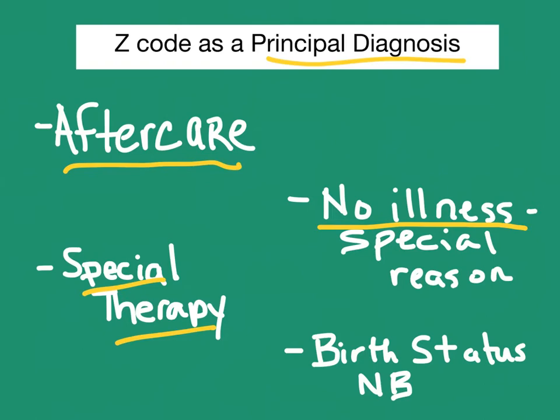Z codes are also used to indicate the birth status of newborns. So in a newborn record, there is a Z code as principal diagnosis according to the place of birth and the type of delivery. We will certainly talk more about this later in the semester when we talk about pregnancy and childbirth codes.